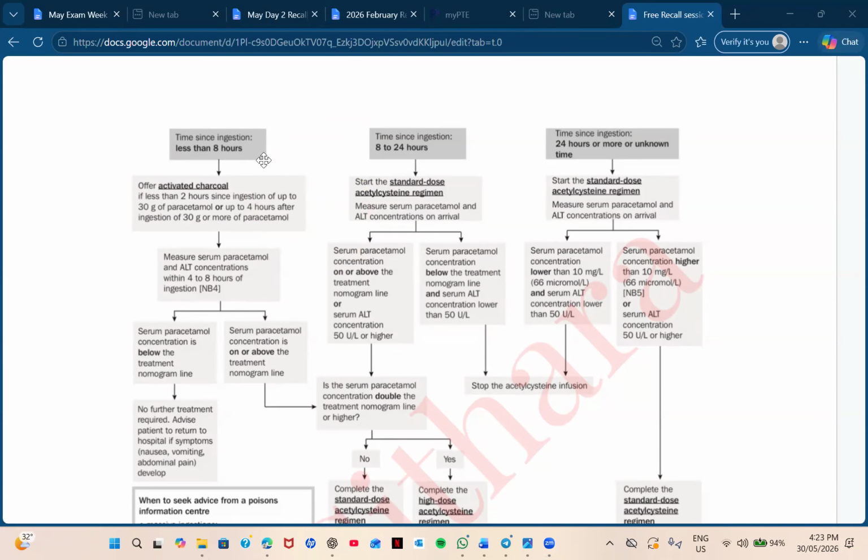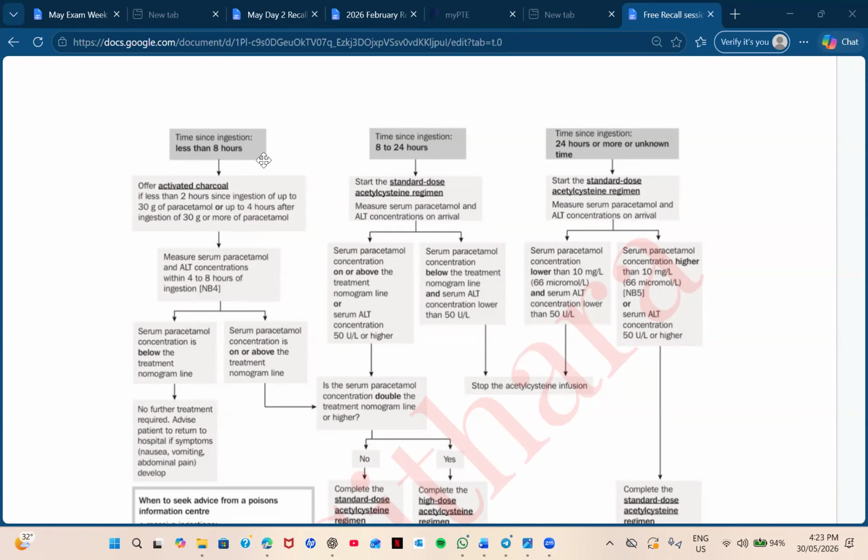If it is needed, then after checking the serum paracetamol, we have to plot it on the nomogram. If it is lower than the treatment line, you don't need to give the NAC. If it is higher than or on the treatment line, you have to give NAC, right? That's a simple theory. Okay, so for liquid paracetamol, we'll do this question.